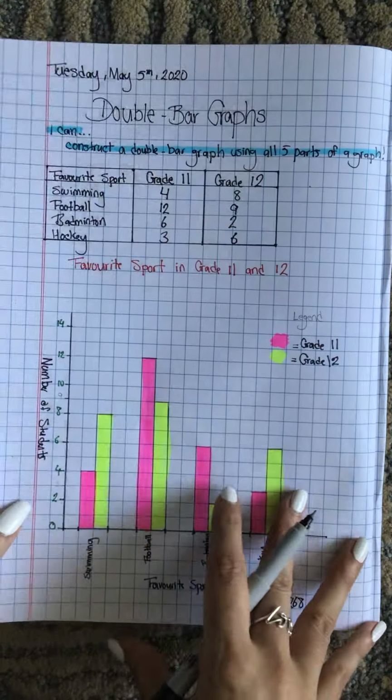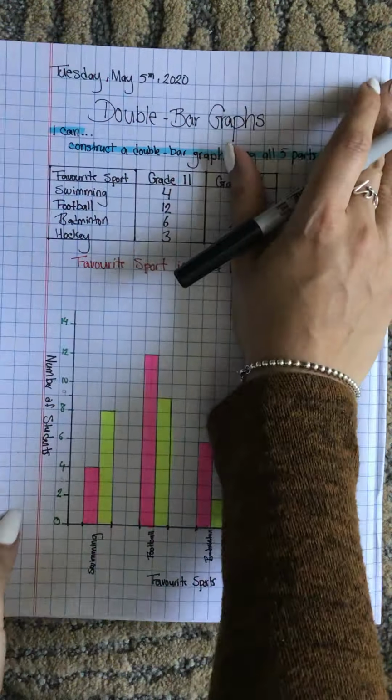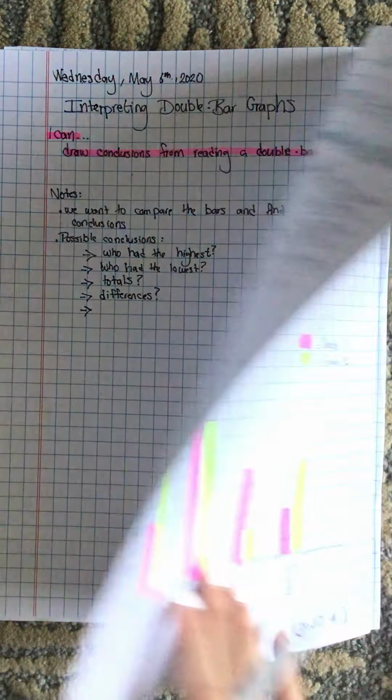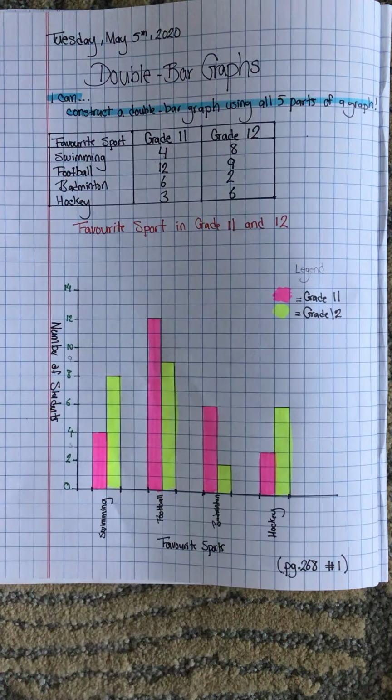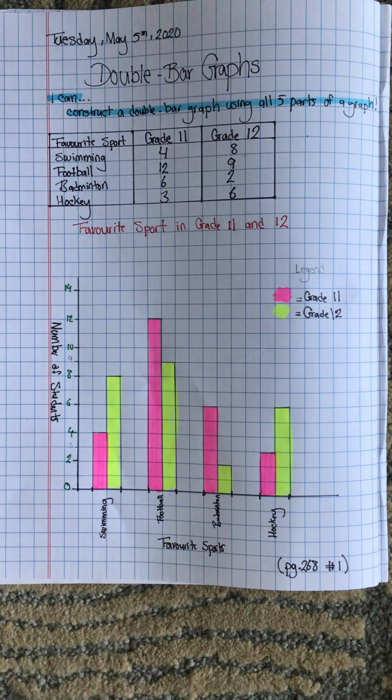Now, I want you to also keep flipping back and forth. Look at the bar graph from yesterday. We're going to interpret some information. So who had the highest? Based on this data information, what could we say in regard to the highest?